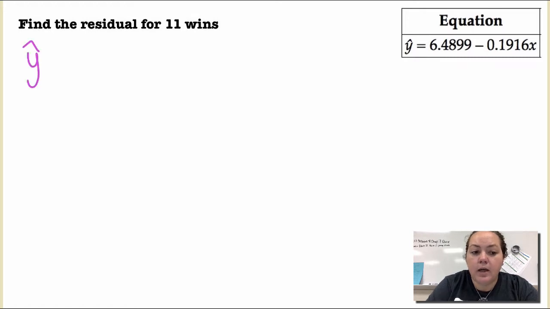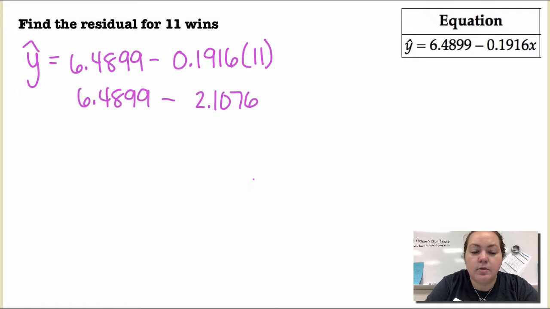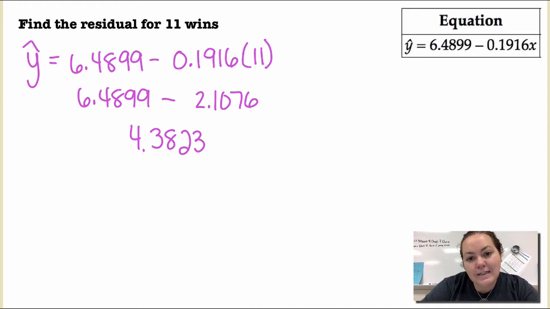I'm going to plug 11 into my equation for y hat, which is my predicted y's. I'm going to do 0.1916 times 11, and that's going to give me 2.1076. I'm going to bring everything else down, so I'm doing 6.4899 minus 2.1076. When I subtract, I get 4.3823. So that is my predicted earned run average for 11 wins.